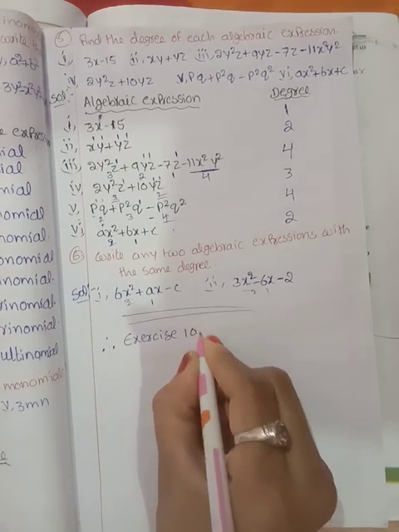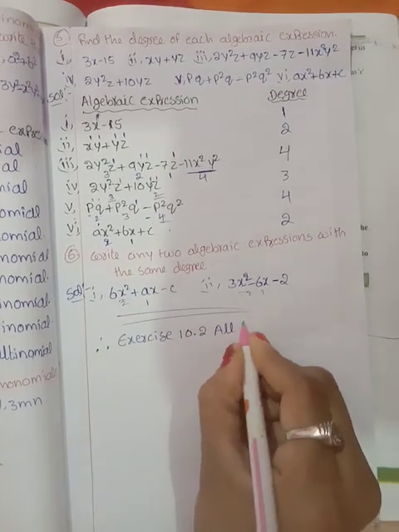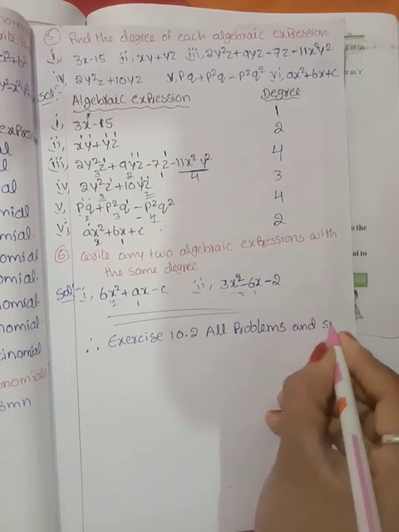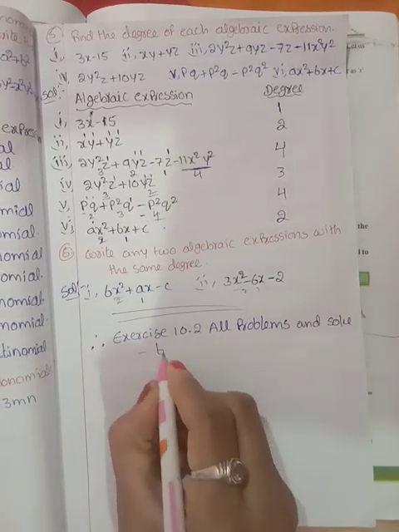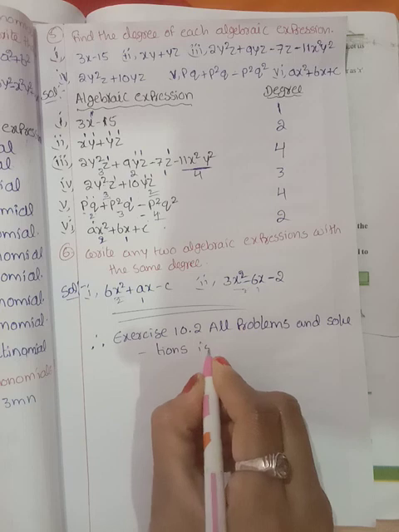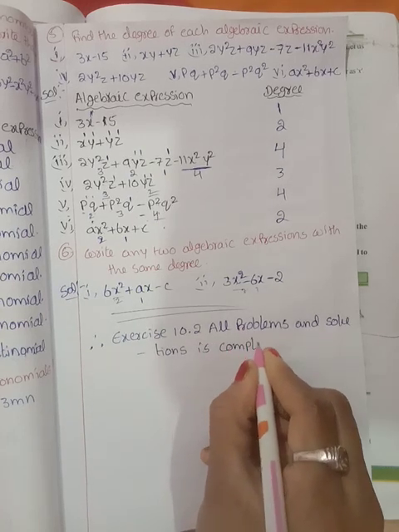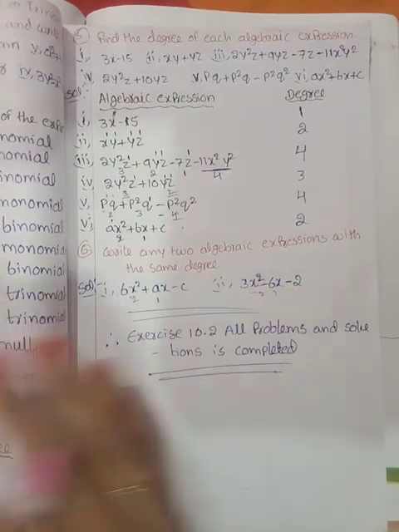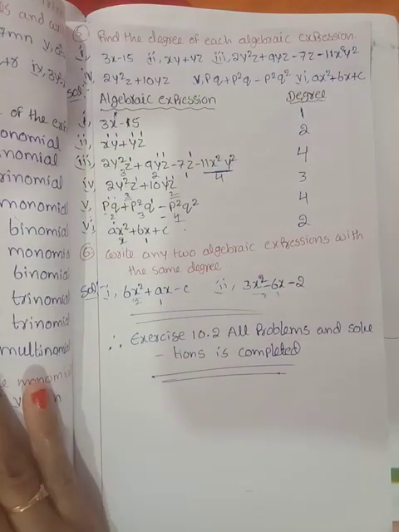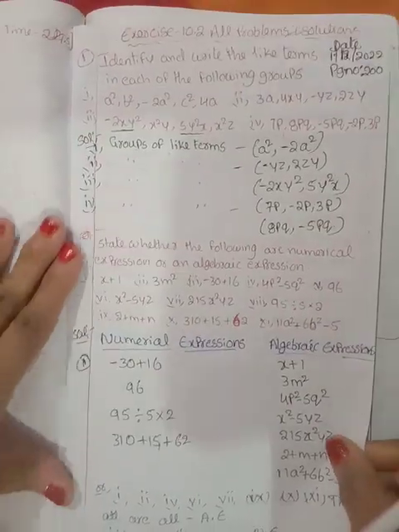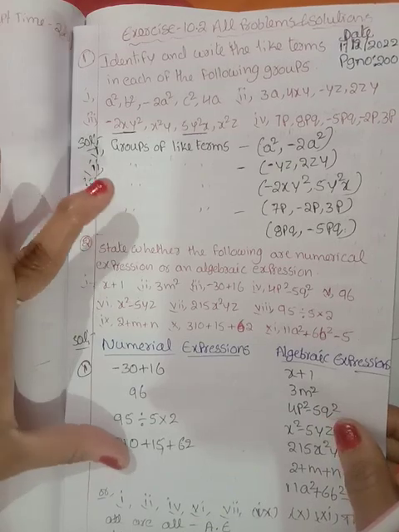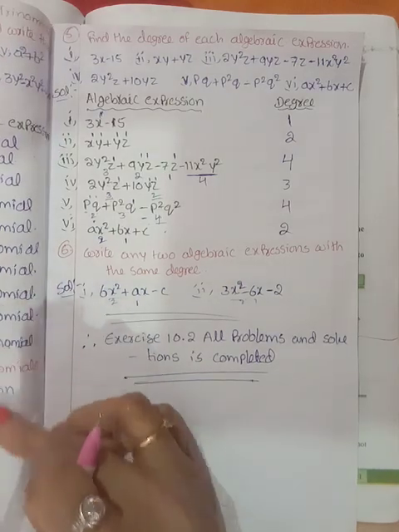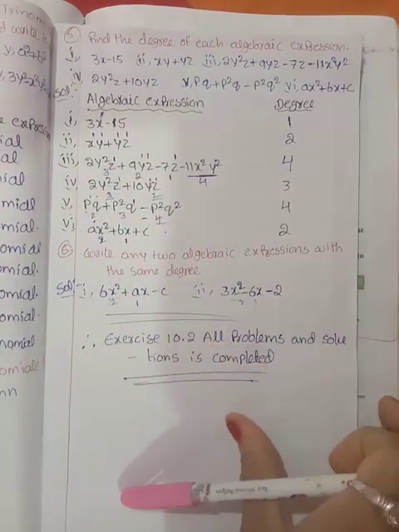Exercise 10.2, all problems and solutions are over, completed. You can write down anything else, any two only, okay. But your result is that all of today's notes, exercise two, all problems and solutions, Gagan sai, neatly, okay.